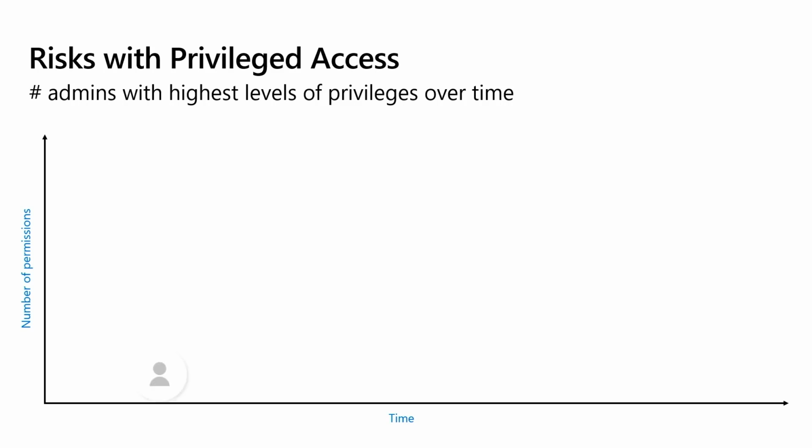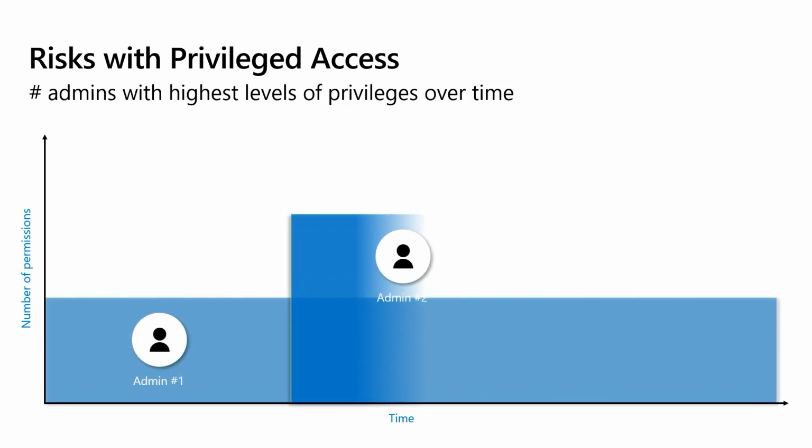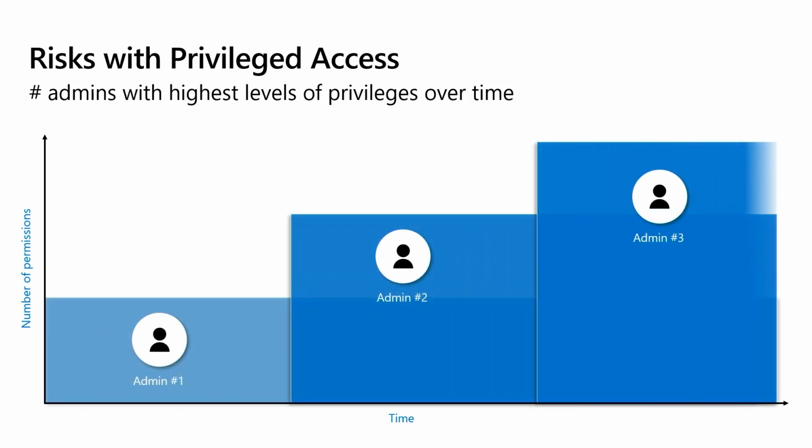But there's also another risk vector, and these are your privileged administrators. These are the folks who have lots of permissions, and if they get compromised, can cause extensive damage to your environment. Over time, you might have users assigned to admin roles who amass more and more access over time, and this just adds to your overall risk posture in your organization.